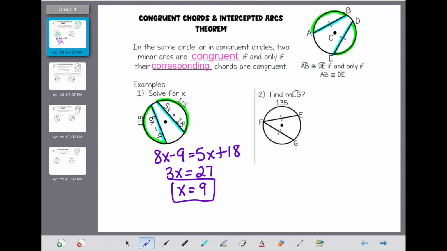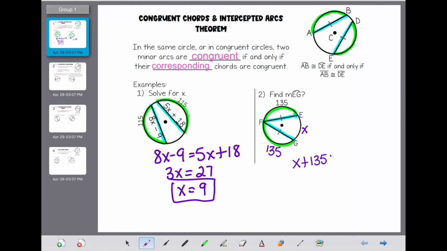And in our second example, we want the measure of arc EG. So we know that FE and FG are congruent to each other because they are marked, which means that this chord EF and the chord GF are also going to be equal to each other. So it says that EF is 135, which means FG is also 135, and we are looking for this missing arc here.